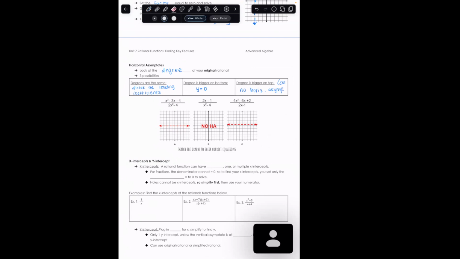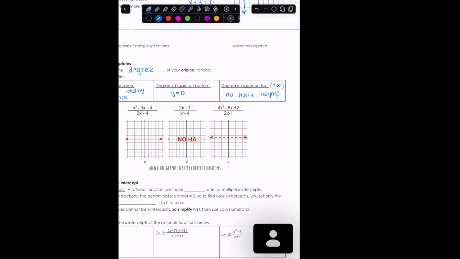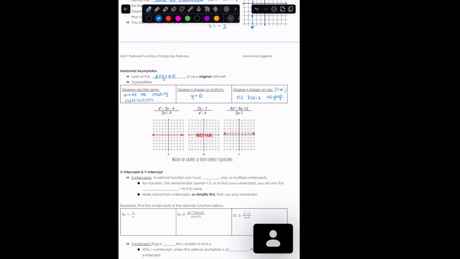So let me add that in here. It means it's just growing without bounds, so it's going towards either positive or negative infinity. All right, so here's some equations here, and then we're going to match it to which one it would be.